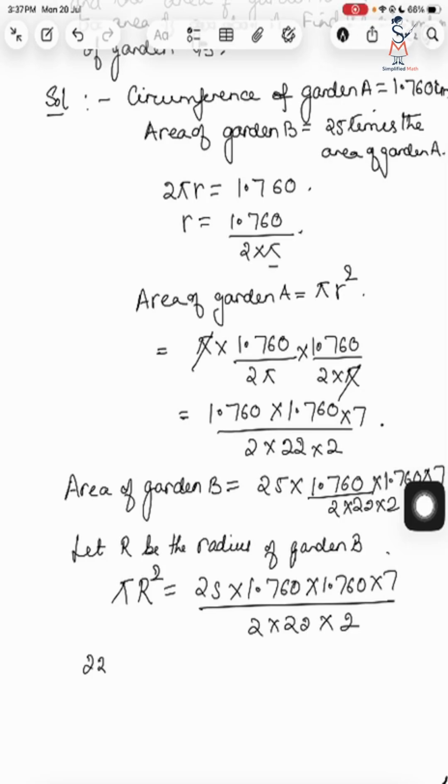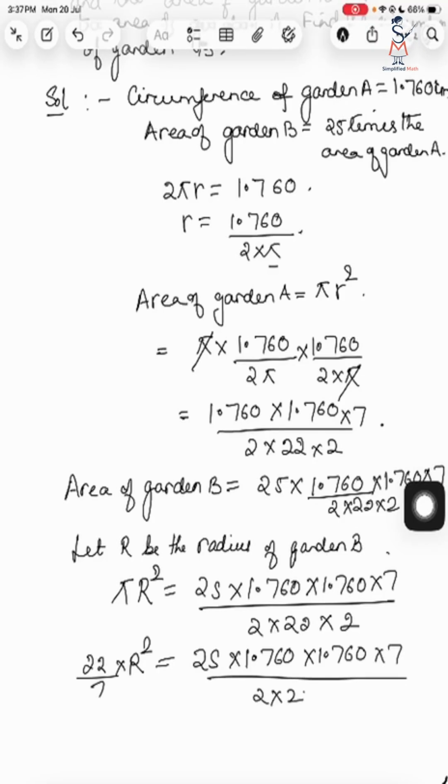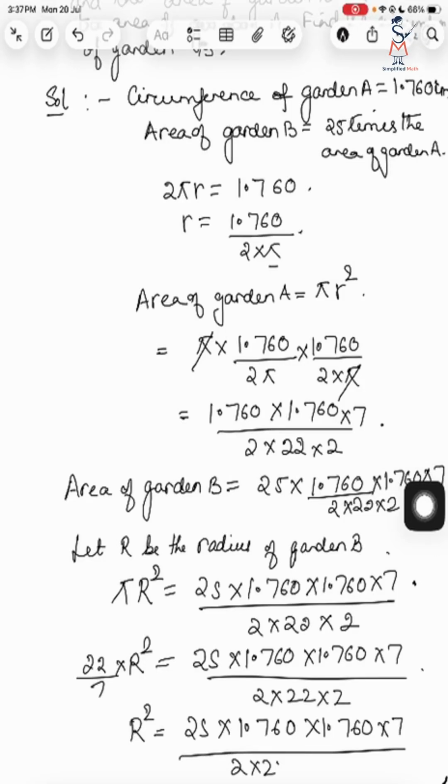So now we'll put the value. Pi r square is 25 into 1.760 into 1.760 into 7 divided by 2 into 22 into 2, right? So pi is 22 by 7 into r square is 25 into 1.760 into 1.760 into 7 by 2 into 22 into 2. Now r square we have to find, so we'll get the values to the other side: 25 into 1.760 into 1.760 into 7, 2 into 22 into 2, and this 22 goes down and this 7 goes up into 7, right?